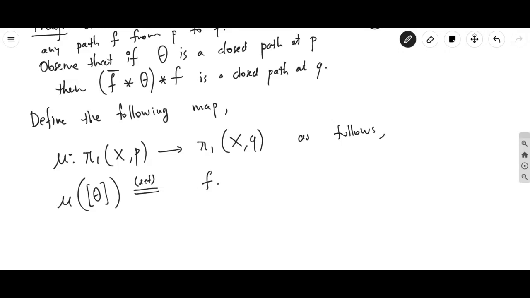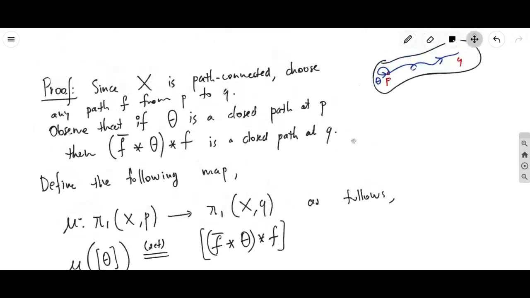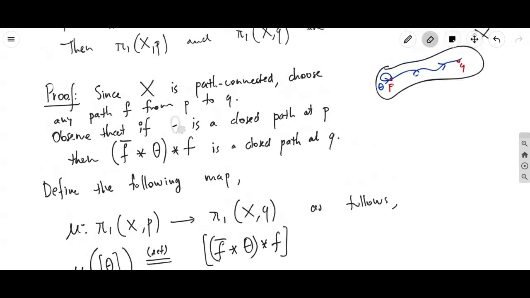We're going to do it like this. It's going to be F reverse, juxtapose theta, juxtapose F, and it's the homotopy class of this one. That's going back to what we said in the beginning. We made the observation that if theta is a closed path that begins and ends at P, this calculation will give you a closed path that begins and ends at Q. So this is a closed path at Q, at the other base point.